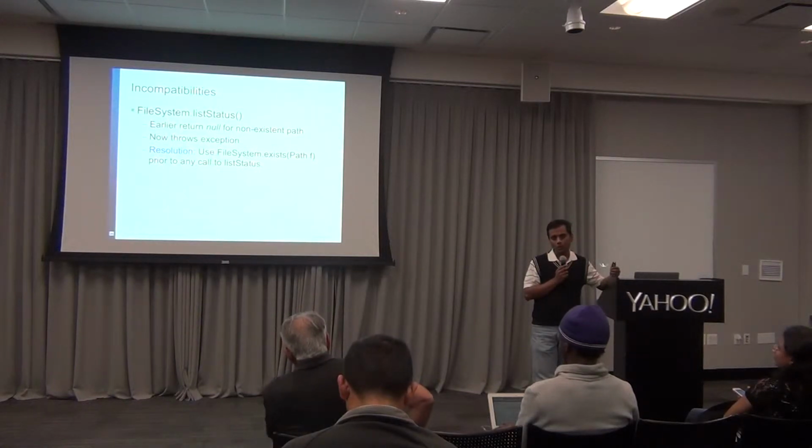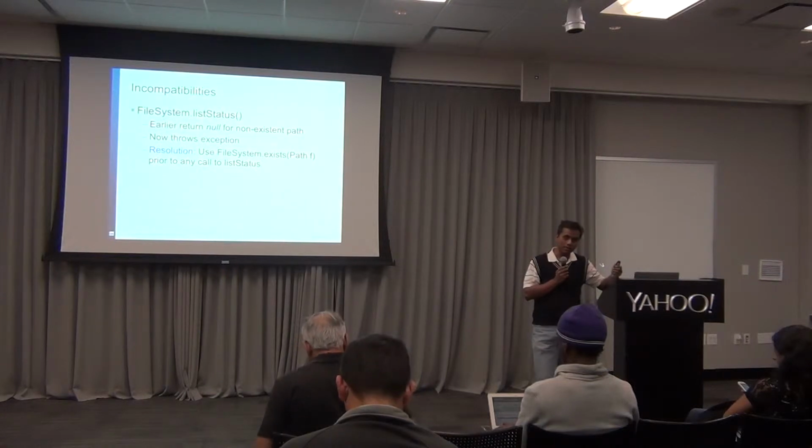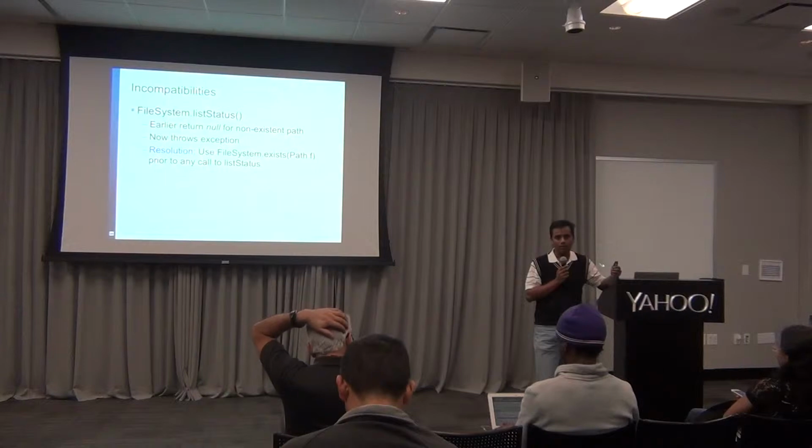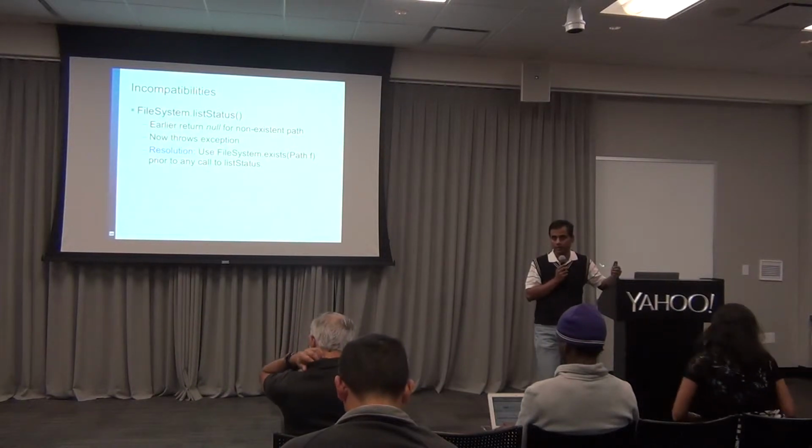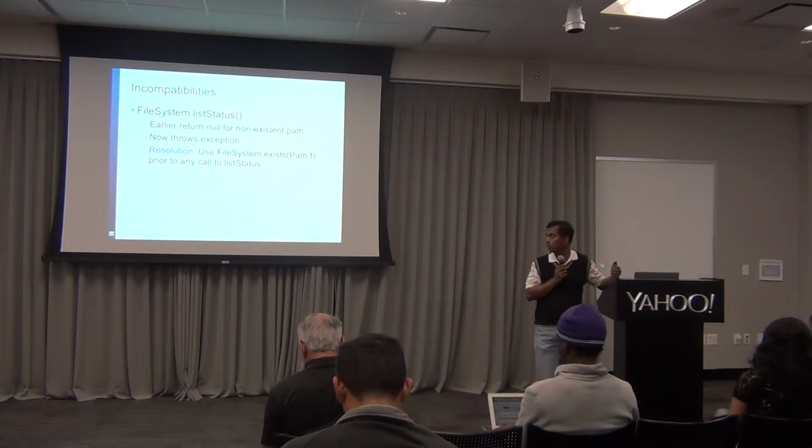Now in the newer Hadoop 2, list status will throw an exception. So their code will not work. So now they need to go and change their code. They can do 2 things. One, accept this exception and handle this exception correctly, or change their code so that they call file exists before they call list status.